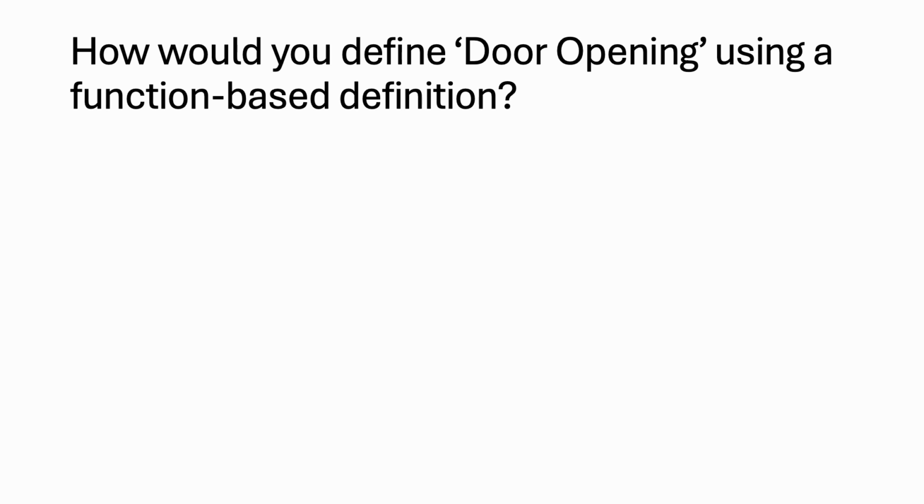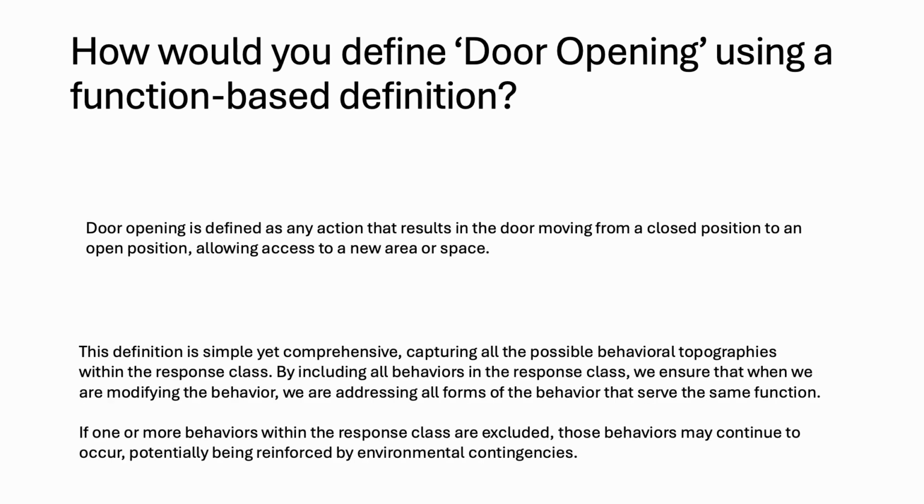We move the door from a closed position to an open position, and now we are able to move through the door. Basically, we can access a new area or a new space. Much simpler. It encompasses all of the different topographies. I don't have to worry about whether I included or excluded a particular topography, or whether an instance of the behavior is going to be missed because of my definition. Okay, and here is that particular definition that I just mentioned. This definition is simple, it's comprehensive, and like I said, it captures all of the different topographies in the response class.